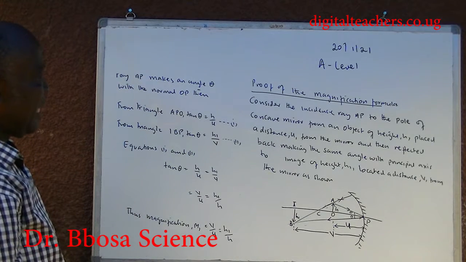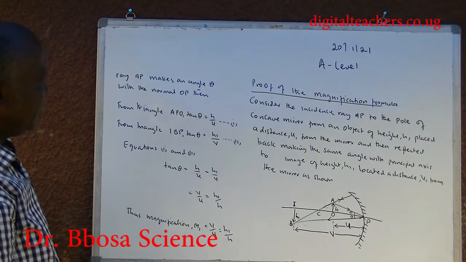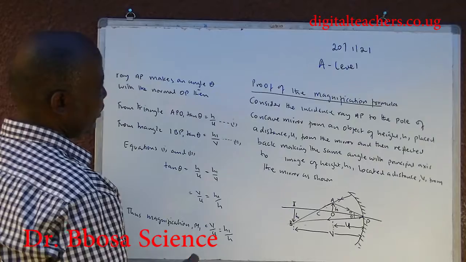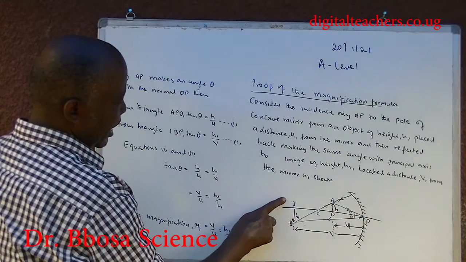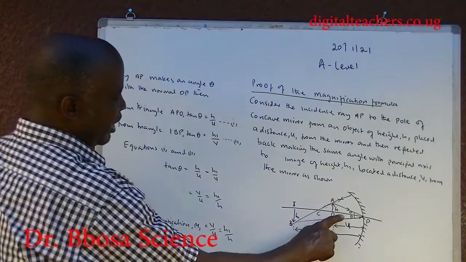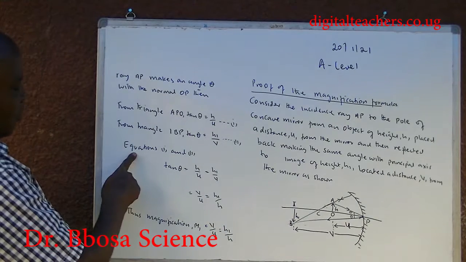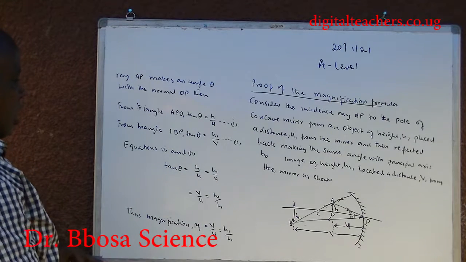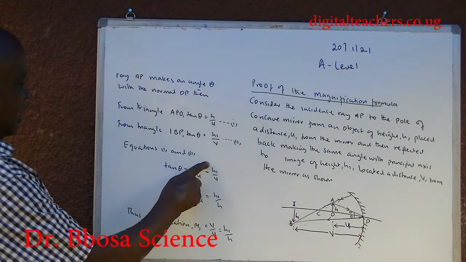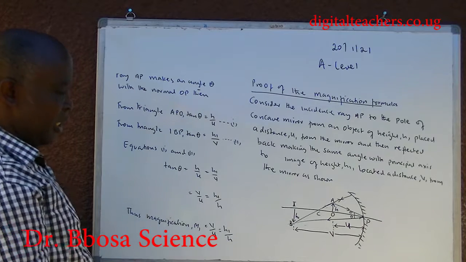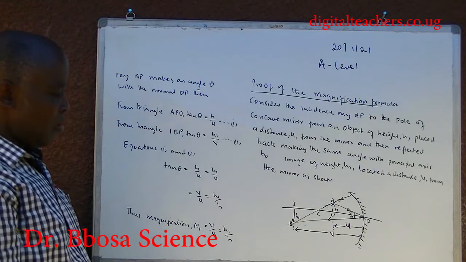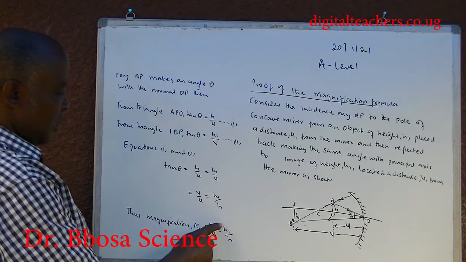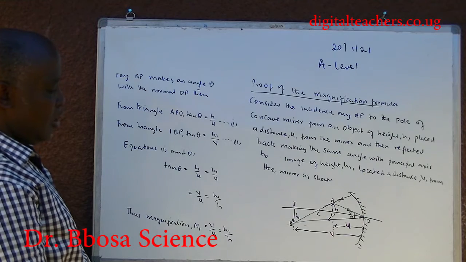The ray AP makes an angle theta with the normal OP. Then from triangle APO, tan theta is equal to h over u. Also from triangle IBP, again tan theta will be equal to h1 over v. From equations 1 and 2, tan theta is equal to h over u is equal to h1 over v. By rearrangement, v over u is equal to h1 over h. Thus, the magnification m is equal to v over u is equal to h1 over h, or is equal to image distance over object distance, and is equal to height of the image over the height of the object.